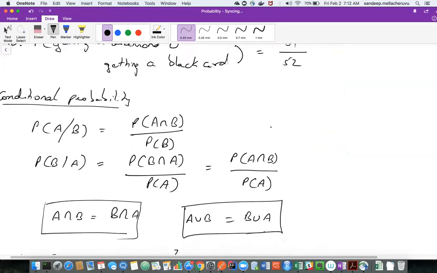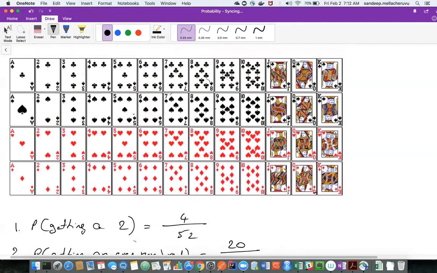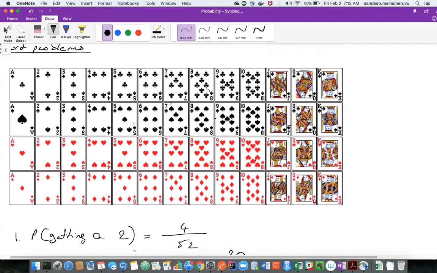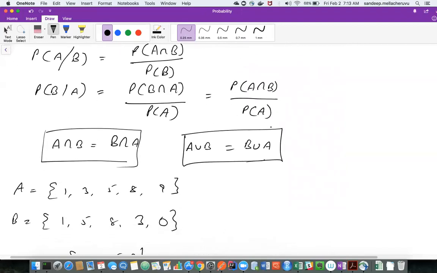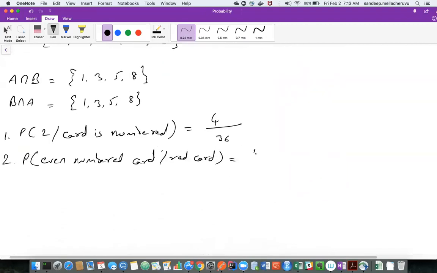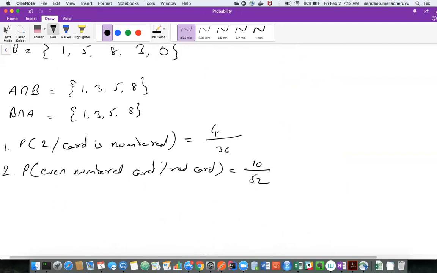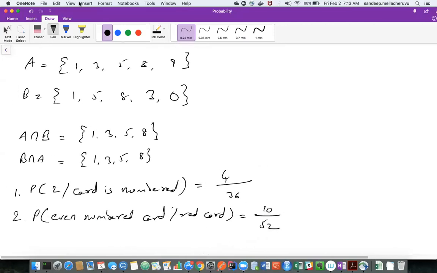How much is it? Now our sample space is 30. How is it 30? I said it is a red card, so 26 is the sample space. Then how many are there for even numbered cards? 10 cards. So it is 10 by 26, right? Yes, 10 by 26.